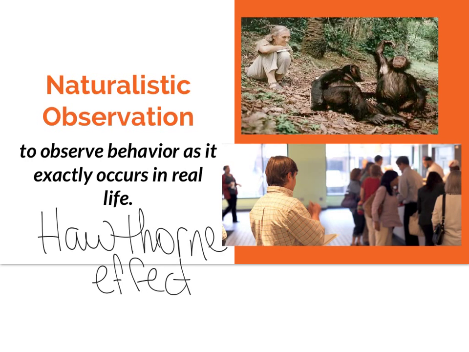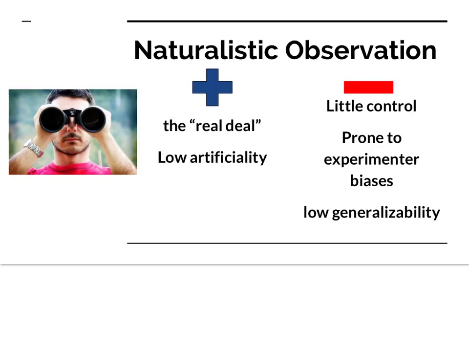You don't want the people that you're observing, the population or the sample that you're studying, to behave differently. Why? Because of the Hawthorne effect, or the possibilities of them behaving differently in that context. Again, we go back to the pros and cons. Naturalistic observation, you get to observe, you get to see the real deal of behavior.